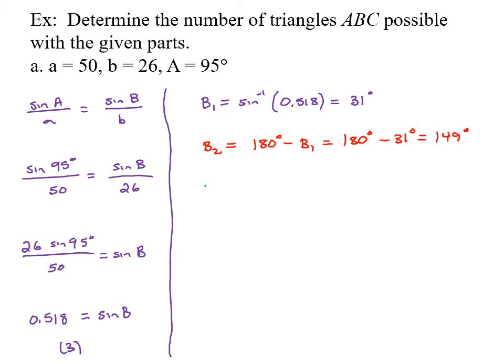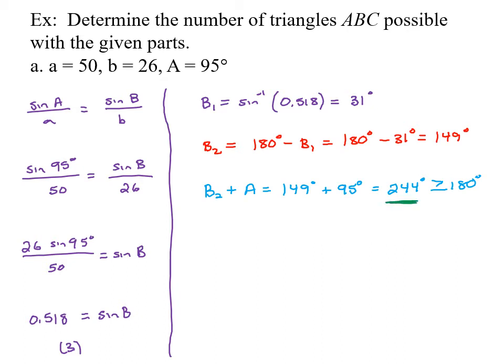Then I have to take B2 and add it to angle A that I started with. This 149 added to 95. So if you add 149 to 95, you'll get 244. That is bigger than 180.